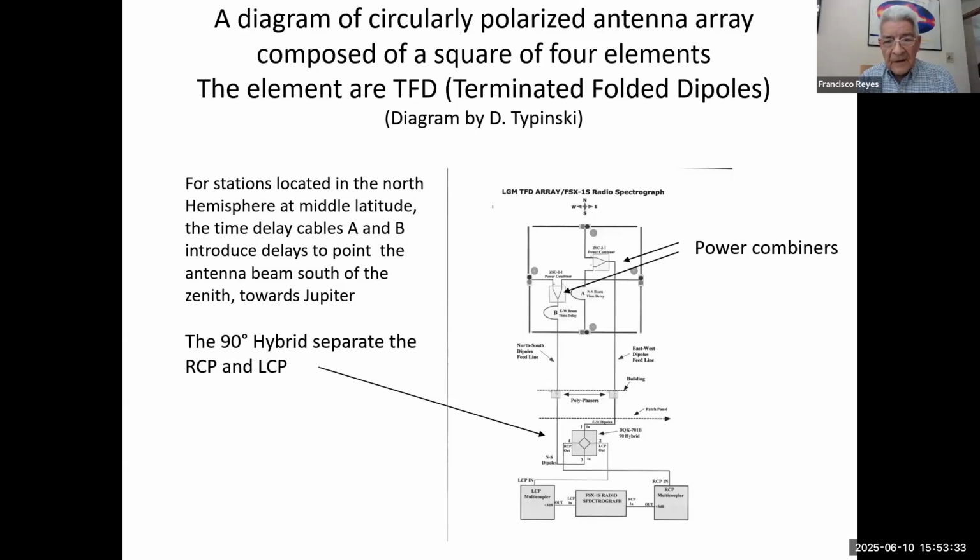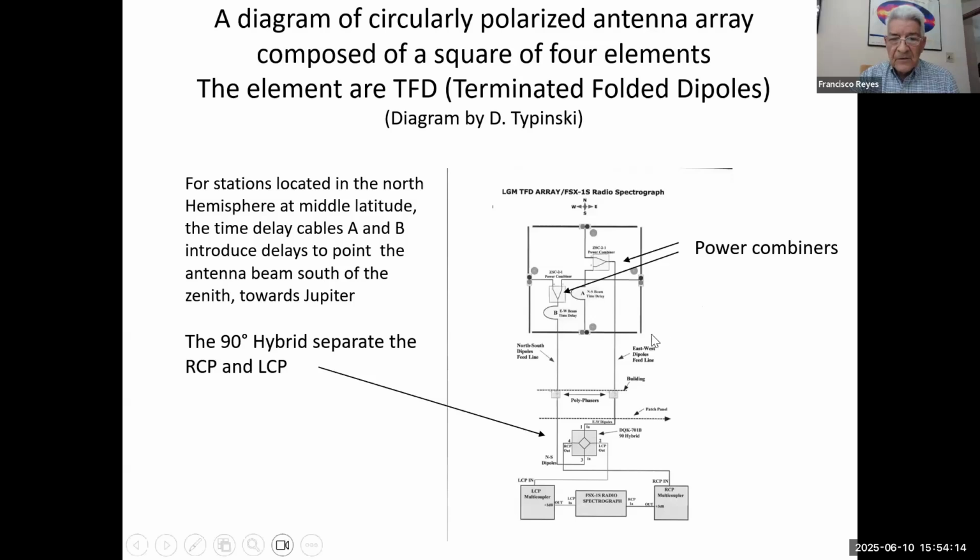So you can see there that the dipoles located north and south, the power comes together with the power combiner, the east and west in another power combiner. And you can see also, see if I can show you here, that there are 2 cables there, A and B. Those cables are used to point the antenna south in the direction of Jupiter, if you are located in the north hemisphere. Those are the phasing cables that are described in the manual there.